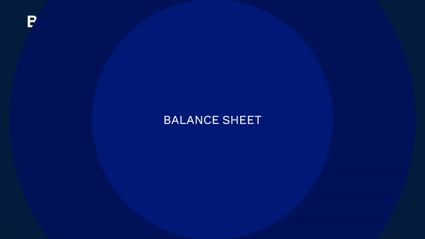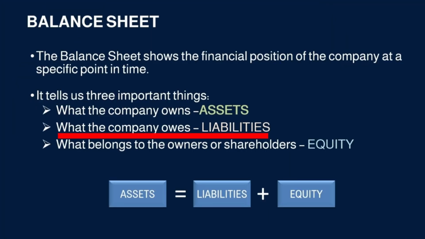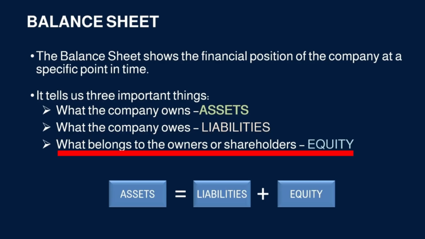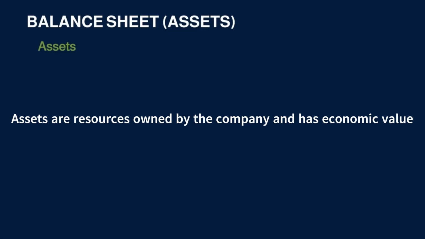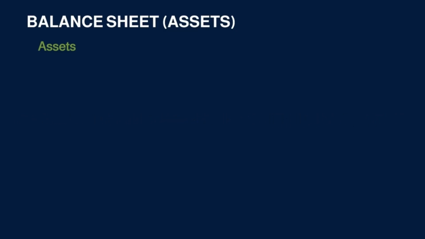Assets represent what the company owns, liabilities represent what the company owes, and equity represents the owner's claim on the company. Let us explore each component in more detail. Assets are the resources owned by the company that have economic value. They help the company generate revenue and operate its business. Assets are typically divided into two main categories: the current assets and non current assets.